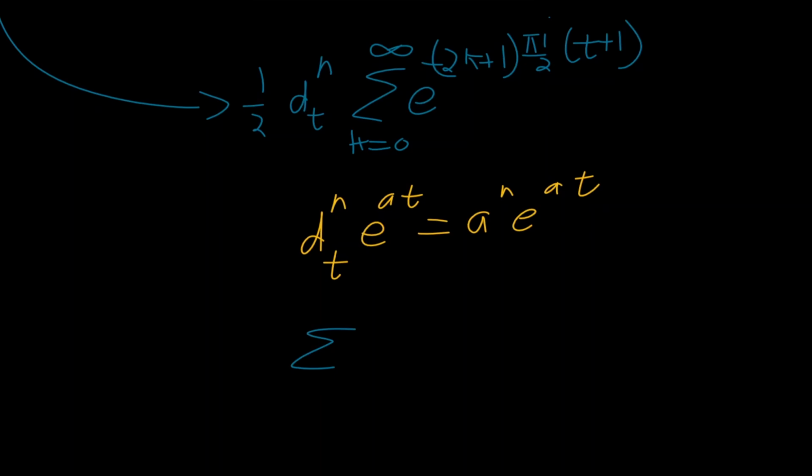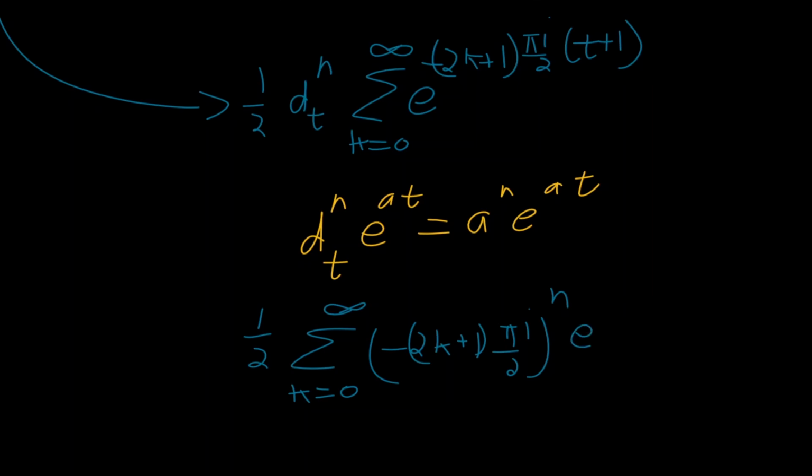So we still have our sum, so the sum from k equals 0 to infinity, and let's not forget the 1/2 up front. And we have minus 2k plus 1 times pi i over 2, all to the n. But then we have our e to the minus 2k plus 1 times pi i over 2, and then times t plus 1. But remember, we are evaluating this at t equals 0, so we can really just drop the t plus 1 term right here, because plug in 0, you just get 1, so multiplication by 1 is implied.